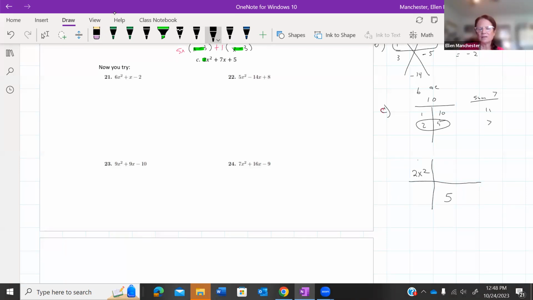Okay. And then in the bottom, I would put in the bottom left the 2x, and then I would put a 5x in the top right. And we got that from the T chart.